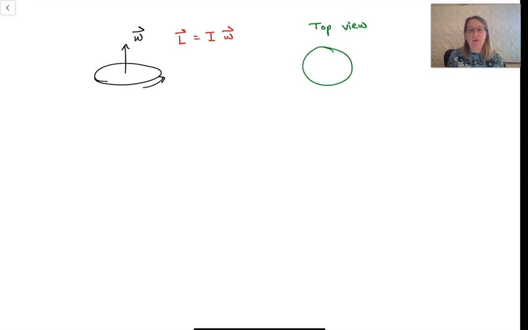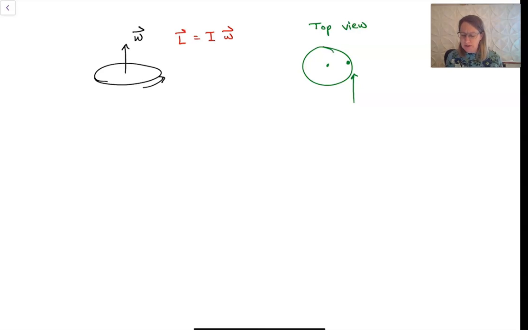We have a merry-go-round that's at rest. It can rotate about its center. And we have a kid who comes and runs and jumps on the merry-go-round. So the kid runs and jumps, and then the merry-go-round suddenly rotates. We can actually do this from conservation of angular momentum.